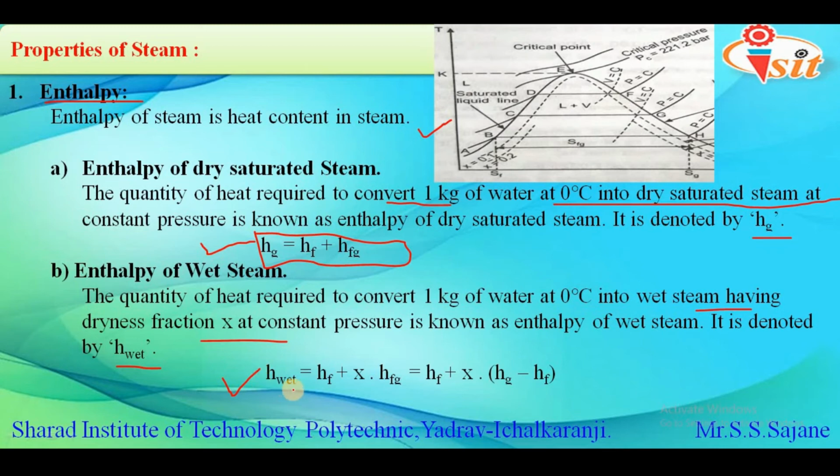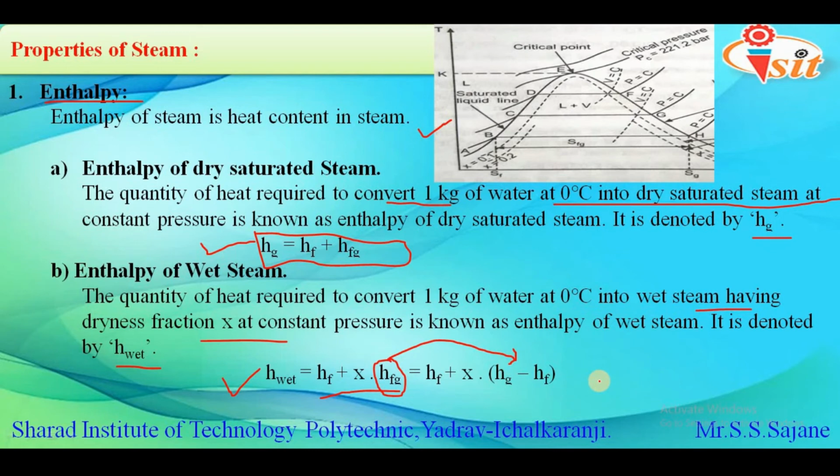That is Hw, the enthalpy of wet steam. It is equal to Hf plus X into Hfg. So Hf, this value we will obtain from the saturated liquid line, and X is nothing but the dryness fraction, and Hfg, this value will be obtained from the wet region. Again, in case of Hfg, we can substitute this value as Hg minus Hf. So with this formula, we can calculate the enthalpy of wet steam.